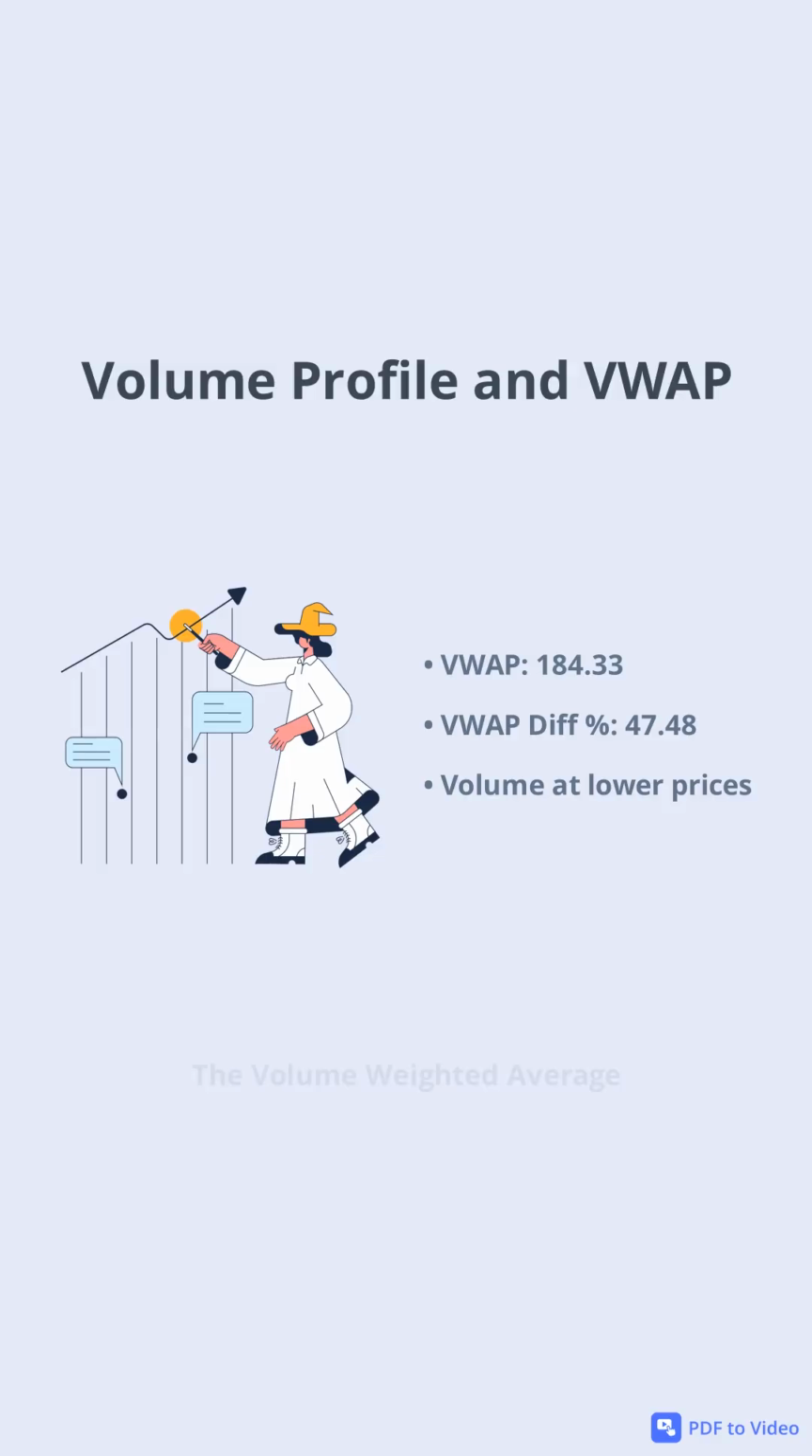The volume-weighted average price, VWAP, is at 184.33, much lower than the current price. This large gap, with a VWAP difference percentage of 47.48%, indicates that most trading volume has occurred at lower prices. This can sometimes act as a support zone if the price retraces, as many buyers may look to defend their positions.